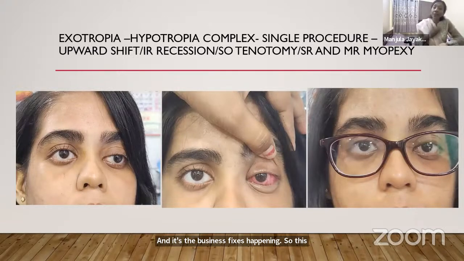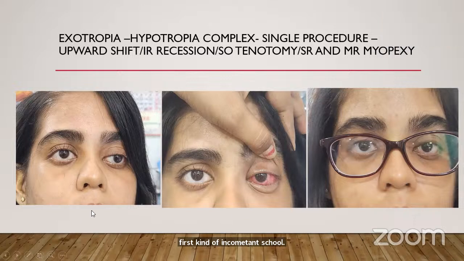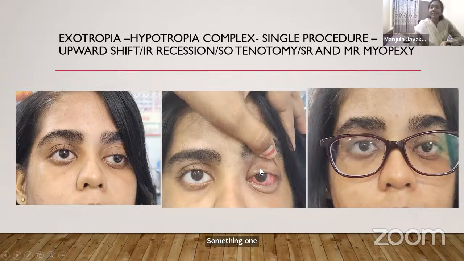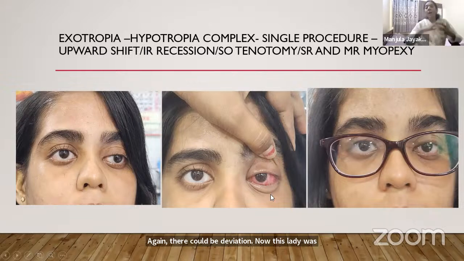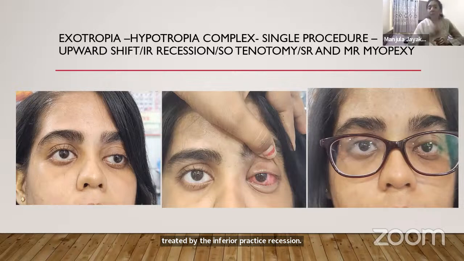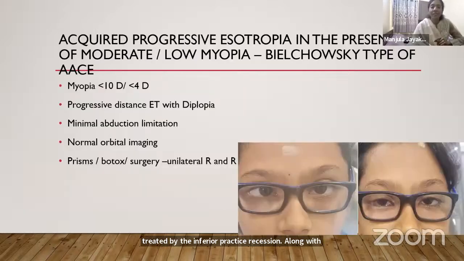The next one, equally important, is exotropia-hypertropia. People thought that this is a sensory exotropia, but it is not exactly a sensory exotropia. Again, there could be deviation. Now, this lady was treated with an inferior rectus recession along with Faden and plication of the medial rectus and recession of the lateral rectus. Of course, you have the progressive esotropia, acquired ACE, which is of the Pilchowski type. It can occur in low and moderate myopia. So this is again treated by surgical correction.